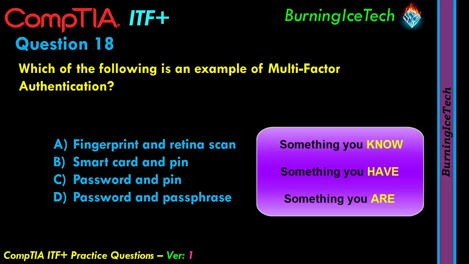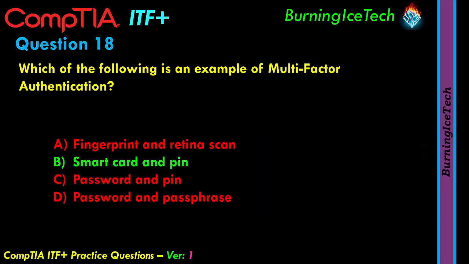Answer B, smart card and PIN. Is that two different things? Yes. A smart card is something that you have, and a PIN is something that you know. So far, B is the answer. C says password and PIN. No, that's both something that you know. D says password and passphrase. No, both of those are something that you would know. So the answer is and remains B, folks, because that's two different ways, two different categories.